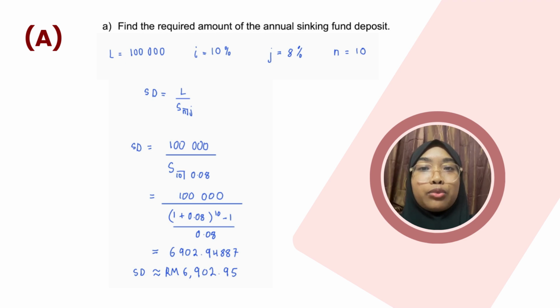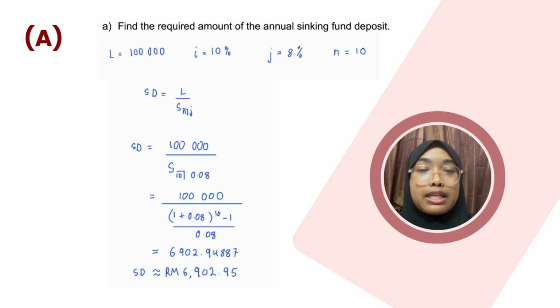We use the sinking fund formula SD equals to L over S angle N J, whereas SD is sinking fund deposit, L is 100,000, N is 10, J is 8%. Now we calculate the sinking fund deposit. So we substitute into the formula. We got the sinking fund deposit is 6902.94887. We rounded to 2 decimal places, 6902.95.